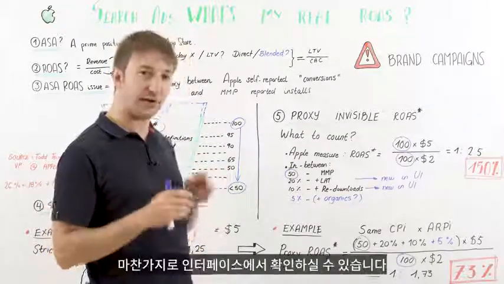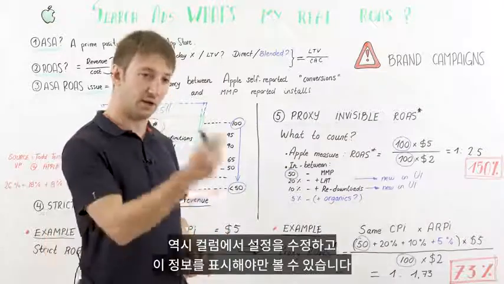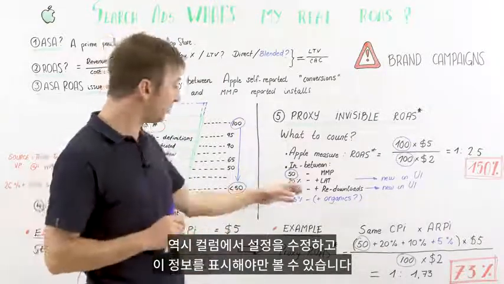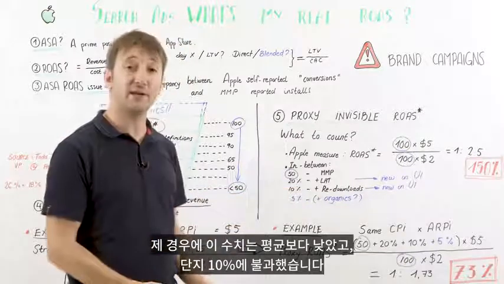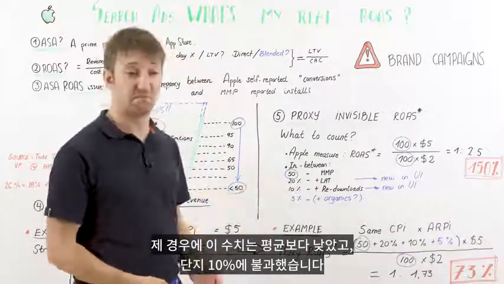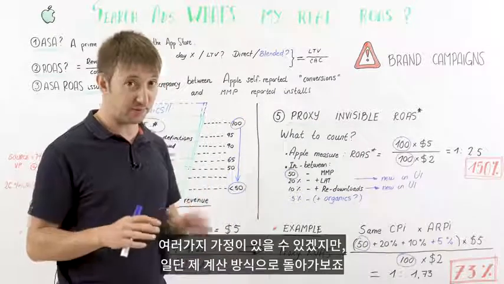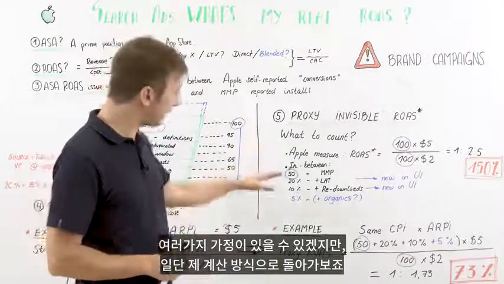The second big discrepancy is the 26% we mentioned before, and that's only since this week. This is very new. You can also access it in the interface. You will also have to edit the columns and unhide this information. In my case, it was way below the average. I was just at 10%. Why do fewer people re-download my app? There are a lot of hypotheses in there. But let's get back to how I'm calculating.